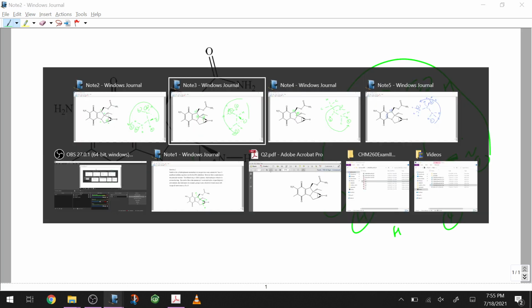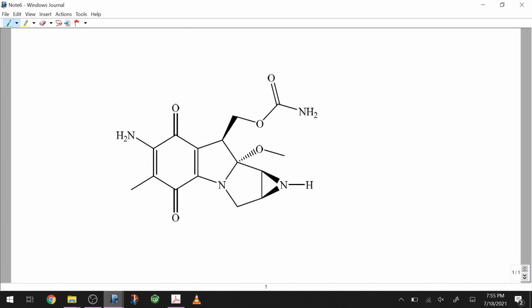So, final answer is this. I have an S, I have R, and both of the aziridine carbons are S.